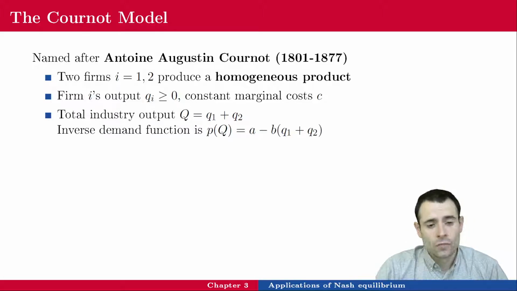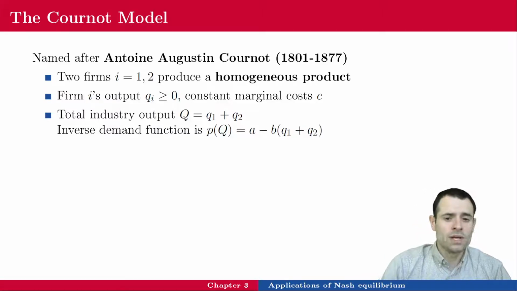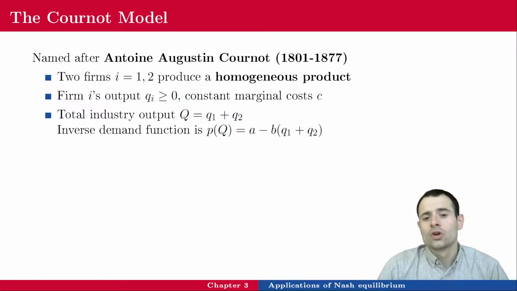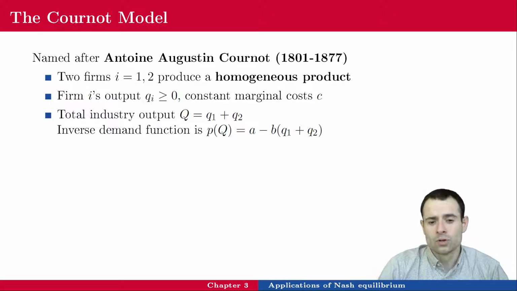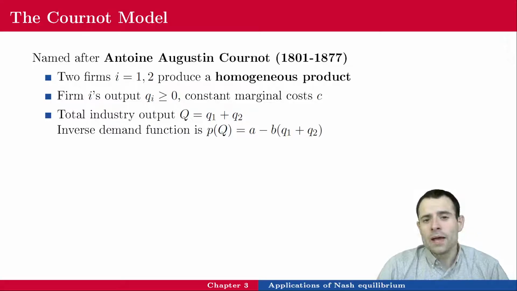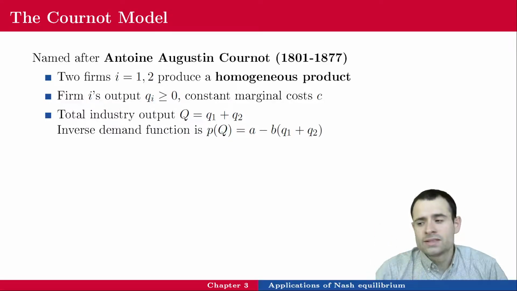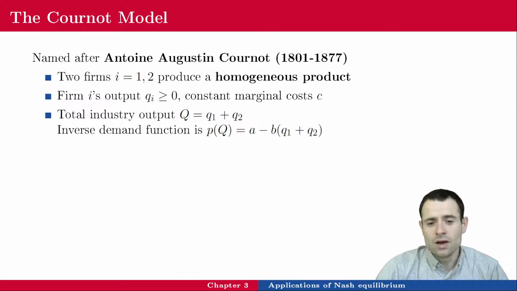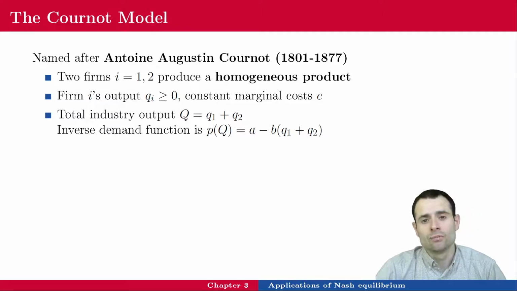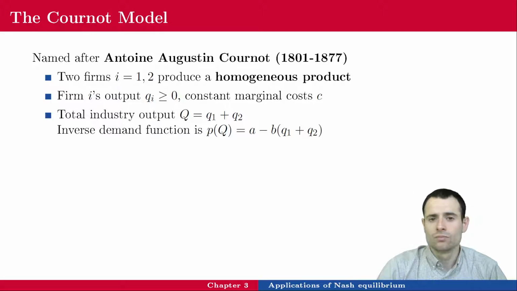So the total industry output will be big Q equals q1 plus q2, the output produced by both firms. The demand function does not depend on the quantity produced by one firm in particular. It's a function of the overall quantity produced. Since the good is exactly the same, then the demand function P will be a function of big Q. And you can decompose big Q into small q1 plus small q2.